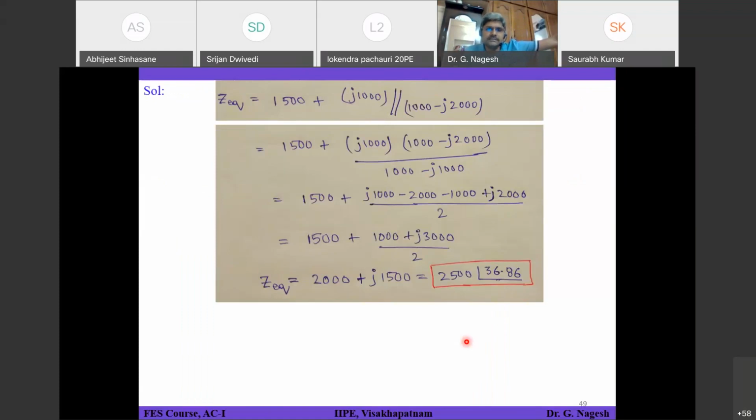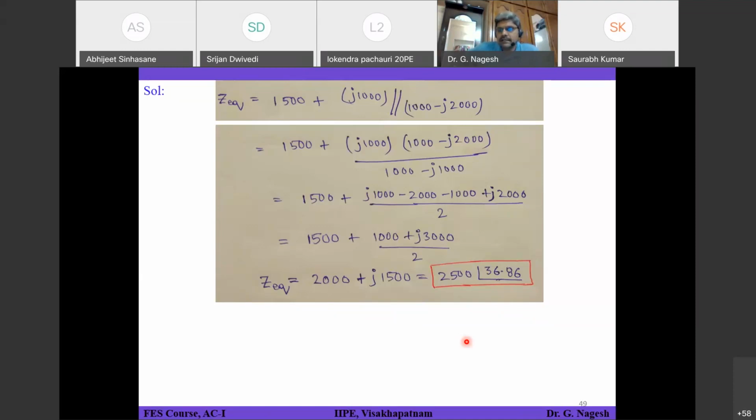So did anyone get this or not? Yes, sir. Others also please try to do that. Maybe somewhere you have removed j. Always write minus j if you are getting capacitive reactance. If you simply miss that minus, then your addition and subtraction, everything will go in the wrong direction. So Z equivalent is 2000 plus j 1500. In polar form, it will be 2500 at an angle of 36.86. So this is your Z equivalent.